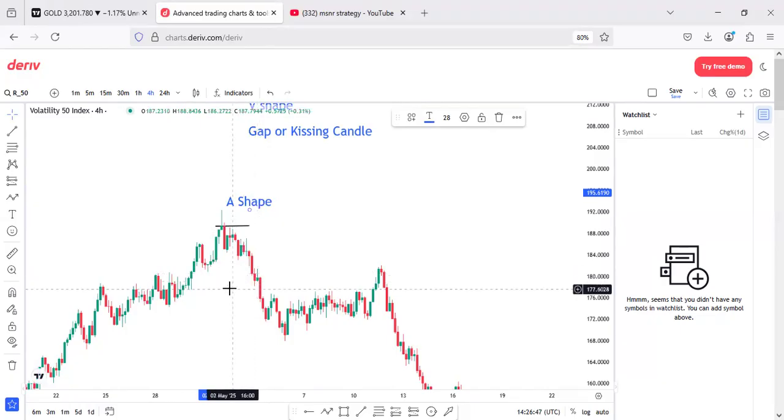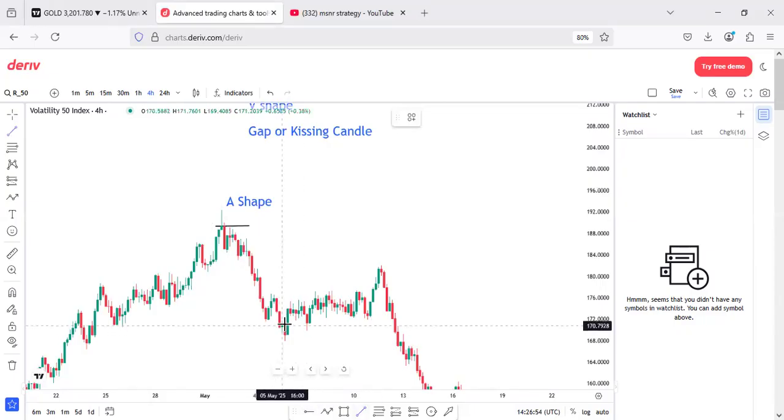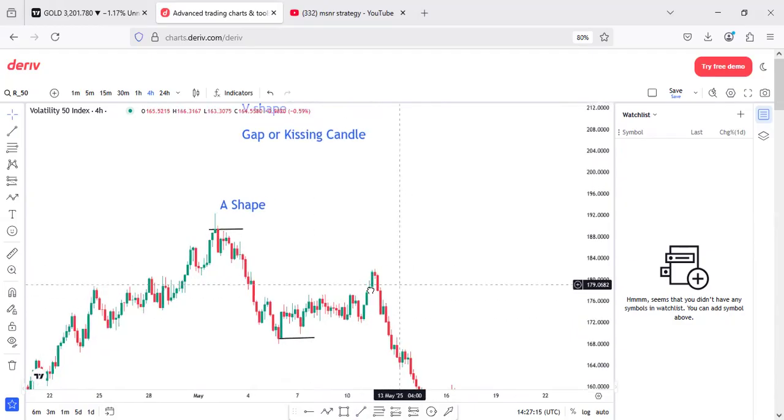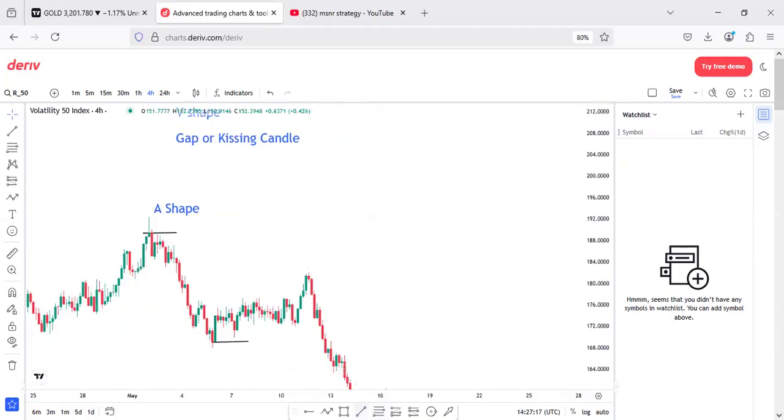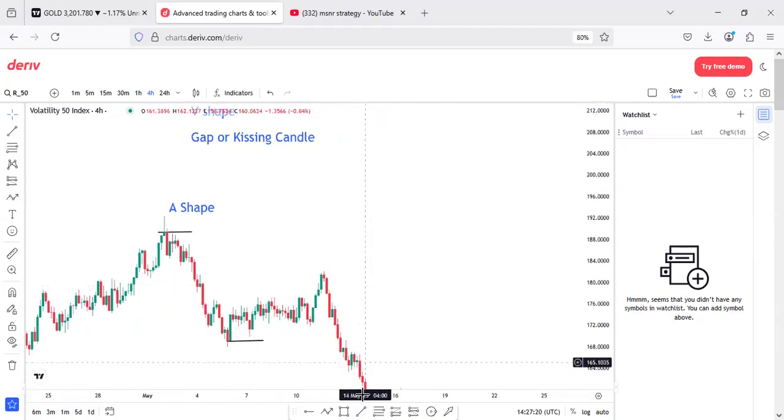Looking down here, you will notice this is a V shape. Price came all the way to this particular zone, then gave a small candle, and this is another candle. This is a V shape. Price tried to approach this but couldn't break it, closing with a wick and giving a rejection, and then price pushed up, came above this zone, and gave an A shape again.